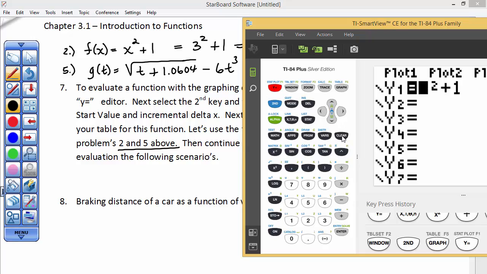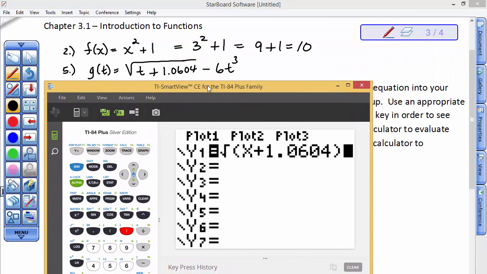And I want to put into the graphing calculator, I want to ask it to take the square root of x plus 1.0604, and I'm going to close the parentheses. Let you see that. I think you can see it. Minus 6 times x cubed. Don't forget to hit this for a minus sign. Minus 6 times, here's your x right here, x to the third power. So I put that into my y equals editor for y sub 1. I've put this equation in.